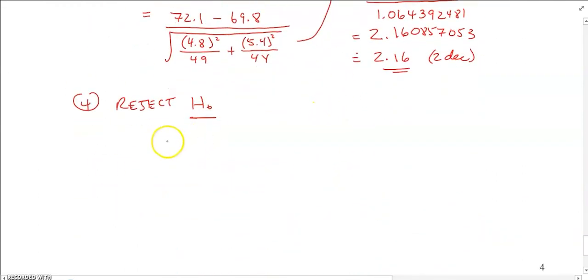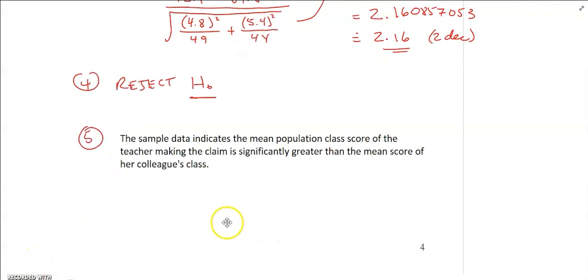So state the conclusion, pause the video, see what you come up with, and we'll compare our answers. My final conclusion, it says, the sample data indicates the mean population class score of the teacher making the claim is significantly greater than the mean score of her colleague's class. That said, you should be able to handle the homework. I think we've done a good handful of examples.